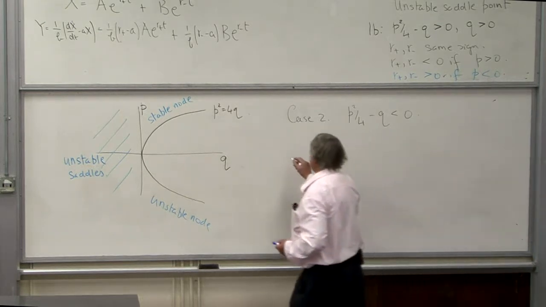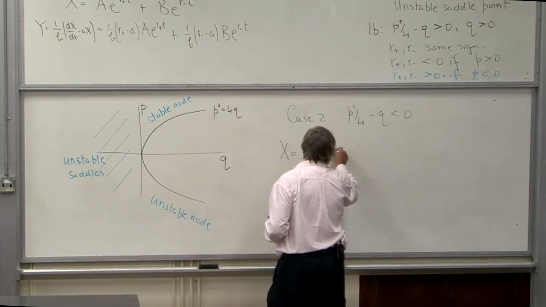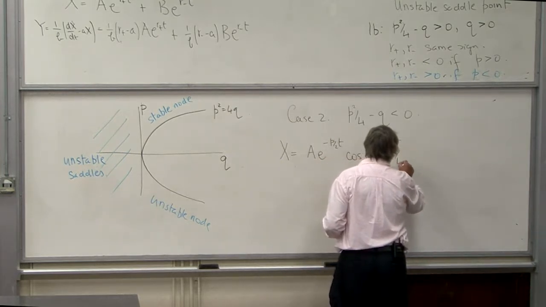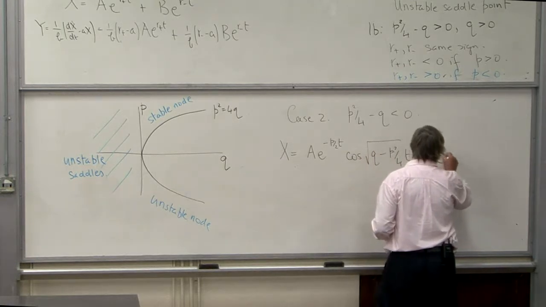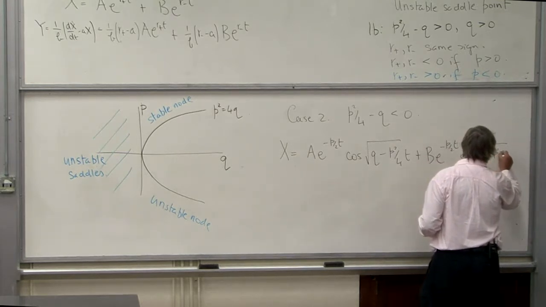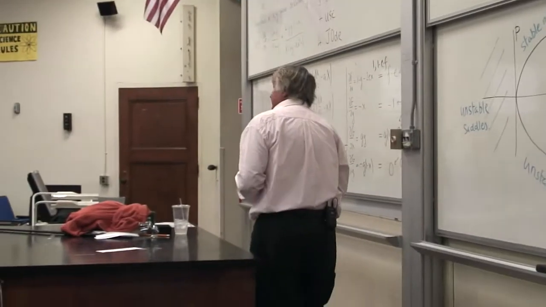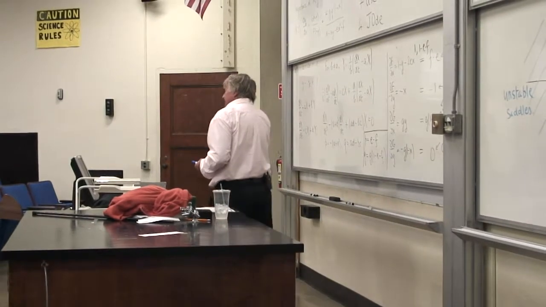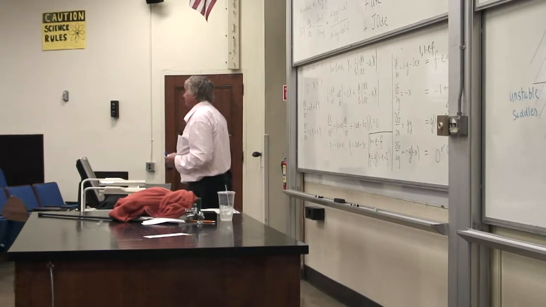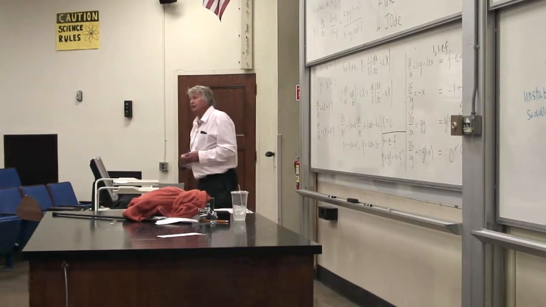Now the two solutions are x equals a e to the minus p over 2t cosine of (q minus p squared over 4)t plus b e to the minus p over 2t sine of (q minus p squared over 4)t. Right? Because now the roots r plus are complex conjugates. R plus is minus p over 2 plus i times the square root of q minus p squared over 4. And r minus is minus p over 2 minus i times the square root of q minus p squared over 4.